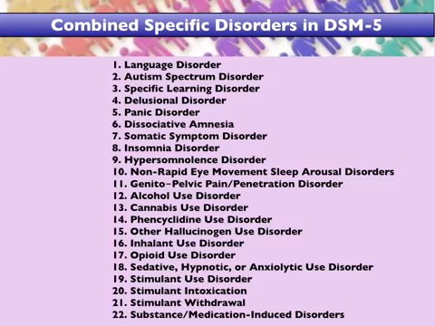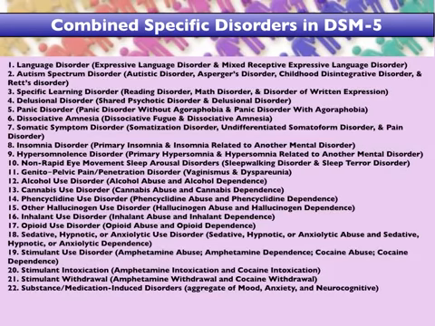So these are the combined specific disorders in the DSM-5. They are combined disorders from the DSM-4. You need to know their makeup, and here they are: language disorder, autism spectrum disorder, and these may show up on the exam. So you need to know what they're made up of, and here they are. So you see, if you didn't study these in graduate school, now would be the time to start.